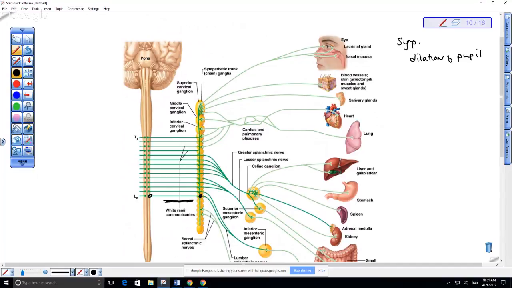Okay. We talked about this a little bit, but when you dilate the pupil, you let more light in. So this is a greater peripheral vision. We also have decreased salivation and tearing.